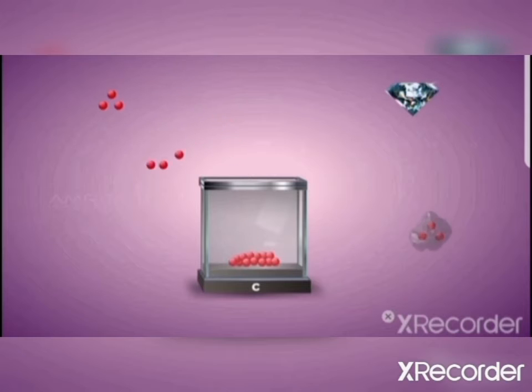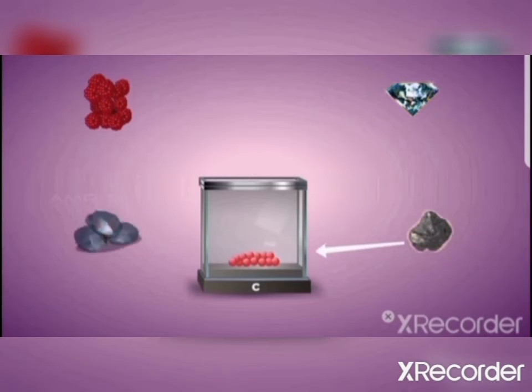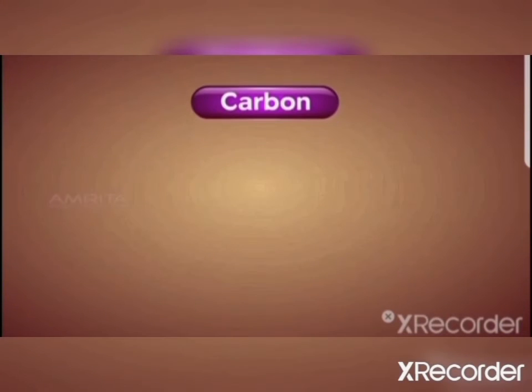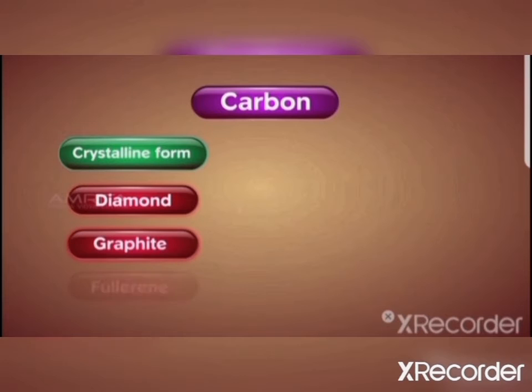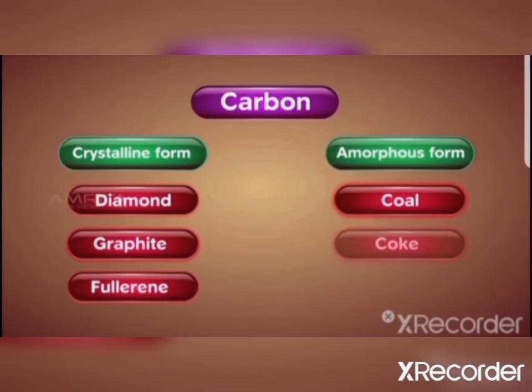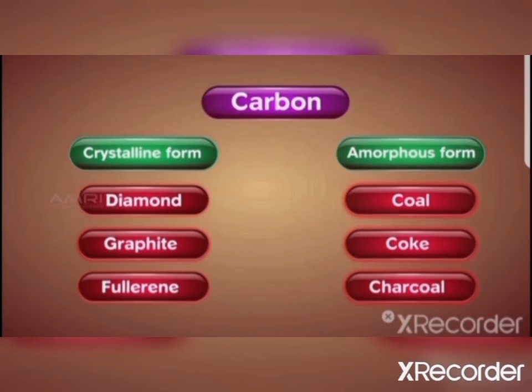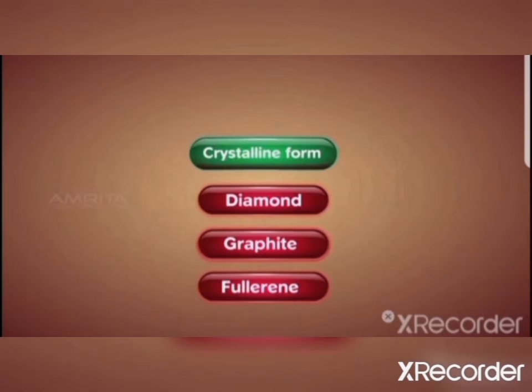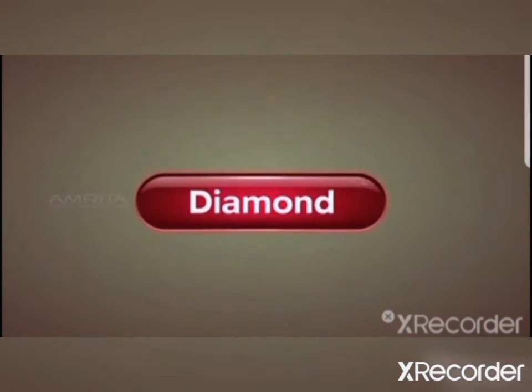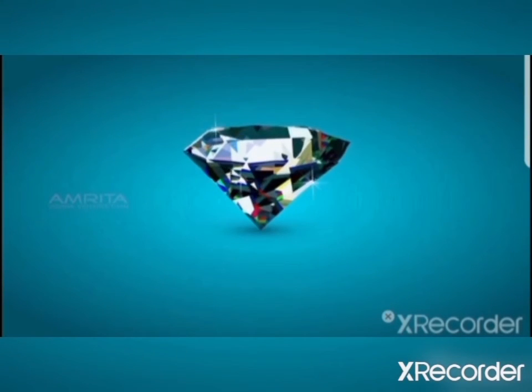Allotropes are the forms of the same element which exhibit different physical properties but with similar composition. Carbon. Let us study the crystalline forms of carbon. Diamond. It is the hardest crystalline form of carbon.